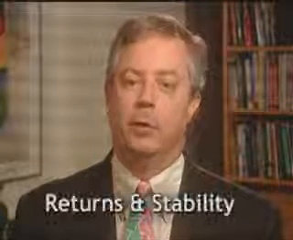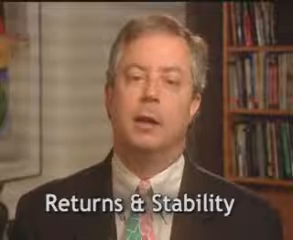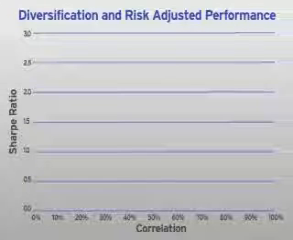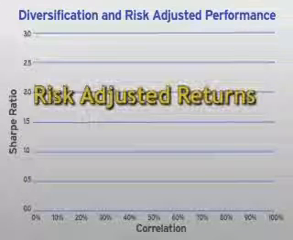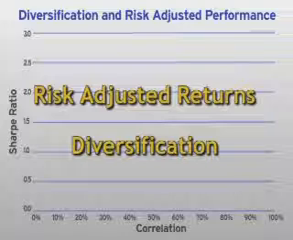The U.S. stock market forms the cornerstone of most investors' portfolios. That means we can measure diversification potential using the correlation between a given investment and the broad domestic stock market. The other two key investment attributes, returns and stability, can be combined into a measure of risk-adjusted performance, such as the Sharpe ratio, which equals average excess total return divided by the standard deviation of monthly returns. The question is, which investments provide both strong risk-adjusted returns and diversification potential?